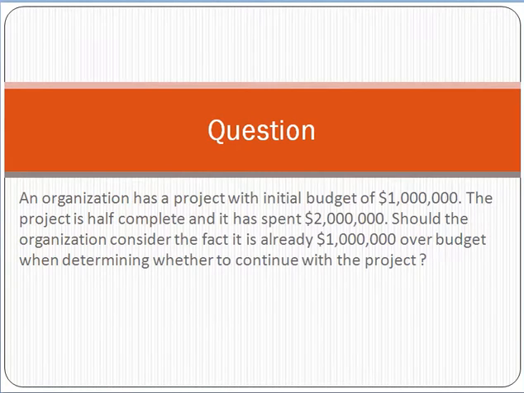So let me give you an example from a question. Guys, let me give you a simple example. For example, an organization has a project with an initial budget of $1 million. The project is half complete and it has spent $2 million. Should the organization consider the fact that it is already $1 million over budget when determining whether to continue with the project?